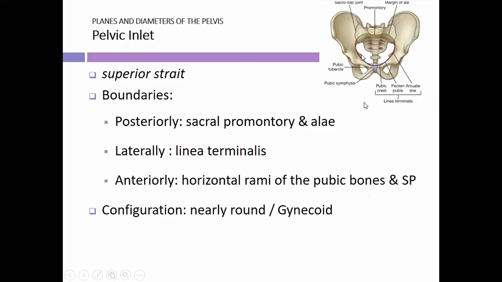Now, the pelvic inlet, this is also known as the superior strait, and this is bounded posteriorly by the sacral promontory and the alae or the wings of the sacrum, laterally by the linea terminalis, and anteriorly by the horizontal rami of the pubic bone and the symphysis pubis. That is the pelvic inlet. Now, what is the shape? Normally, it is nearly round, or what we call the gynecoid pelvis, which we want for females.